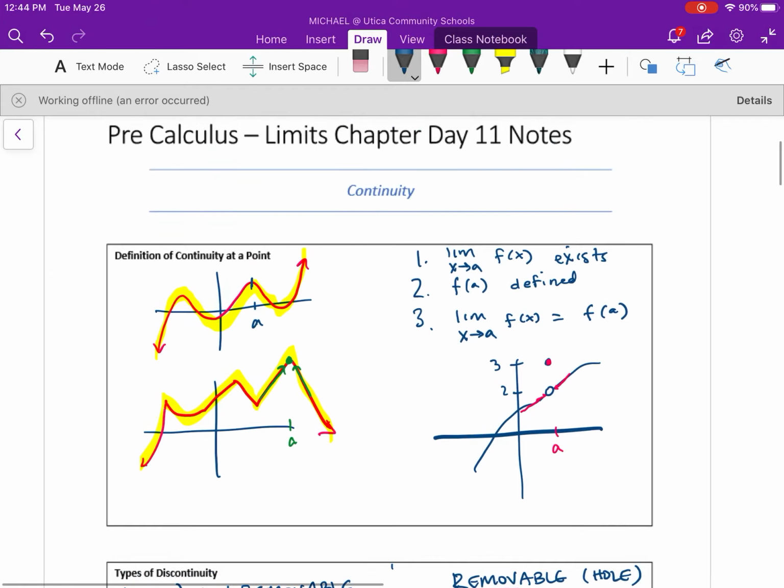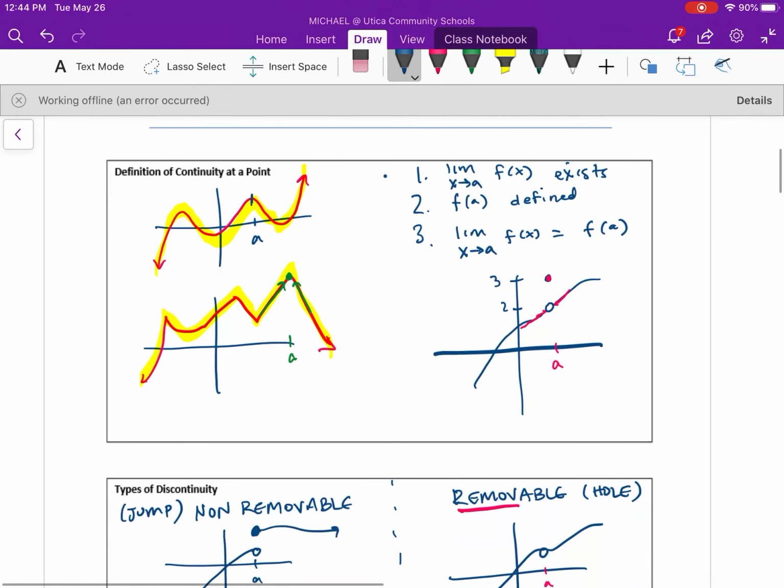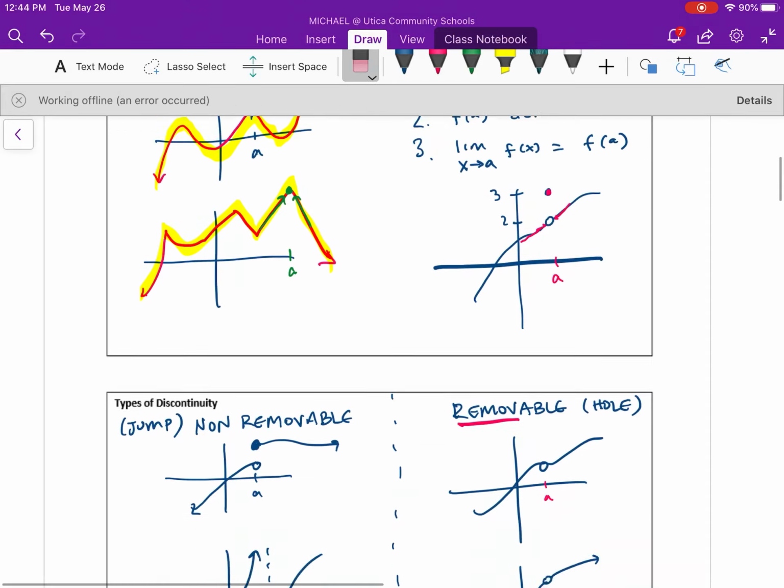So let's go back to our reasons. Again, number 1 is good. The limit exists, 2. The function is defined, but the limit is not the same at those points. The limit and the function value are not the same.